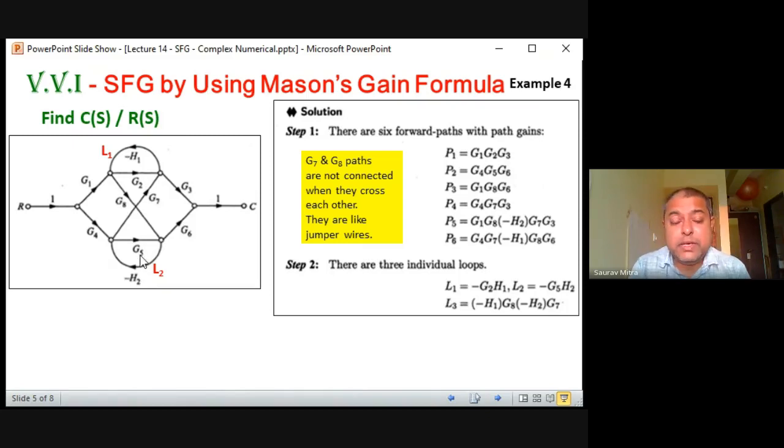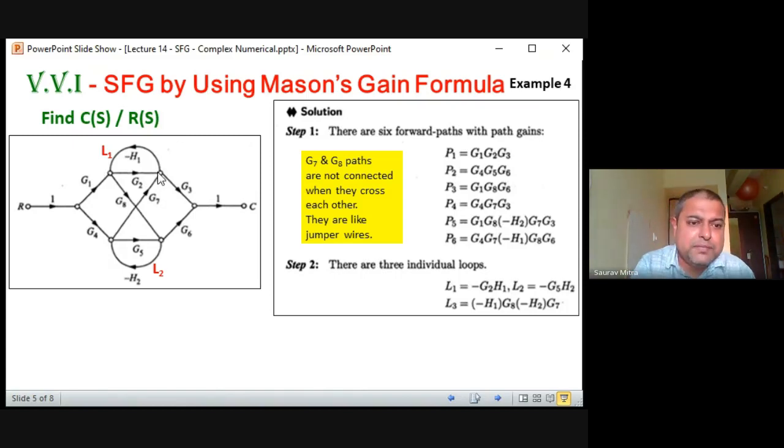The third loop, you have to have very good observation. Okay, the loop created by minus H1, G8, minus H2, and G7. So just see this 8 thing. If you are practicing yourself, you will find this bigger 8. Let's start from here. What is the difference between loop and forward path? A forward path does not touch the same point twice. A loop starts from one point and comes back to that point.